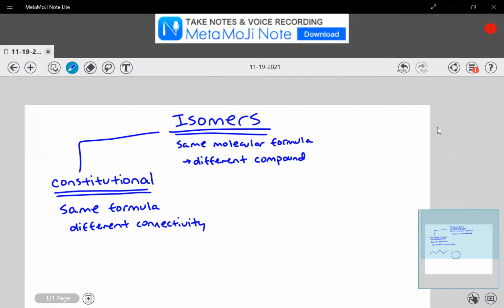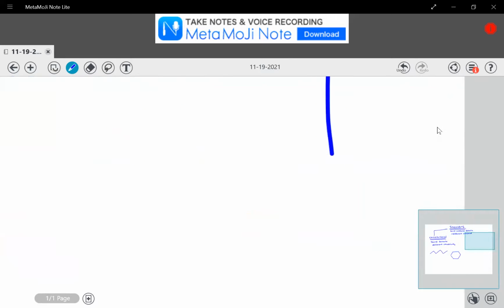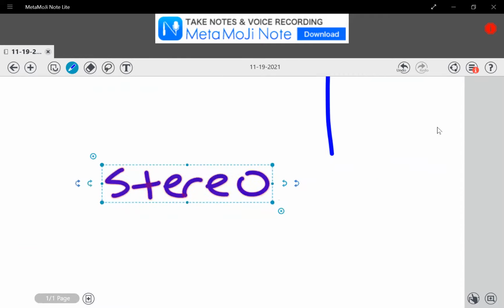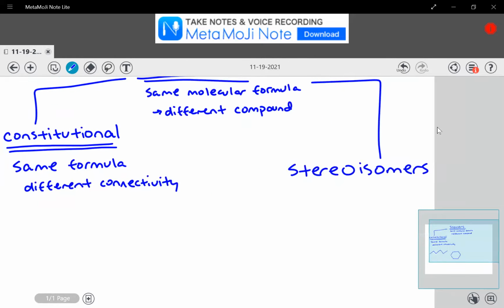Now we're gonna go into something a bit more funky. It's the stereoisomers. Not gonna explain them fully. I'm just gonna define them. I'll go over them in another video. Because there's multiple types of stereoisomers. Same formula, same connectivity, different arrangement. Okay.